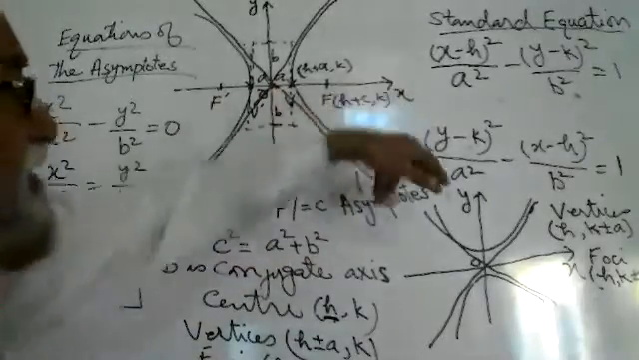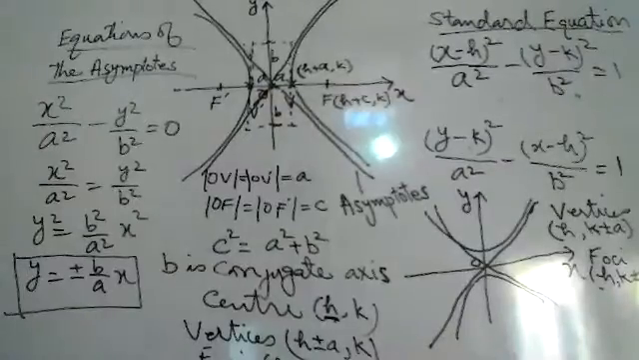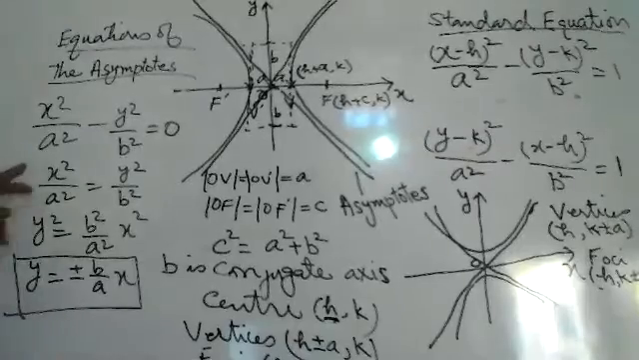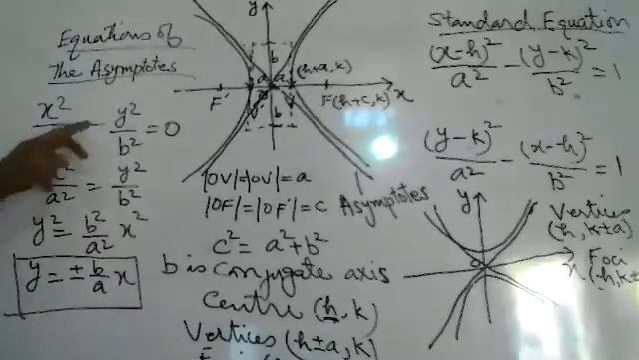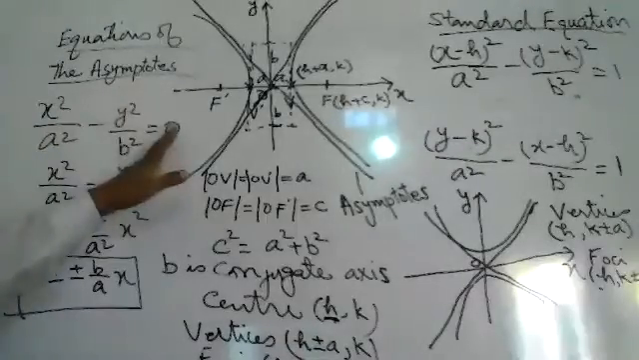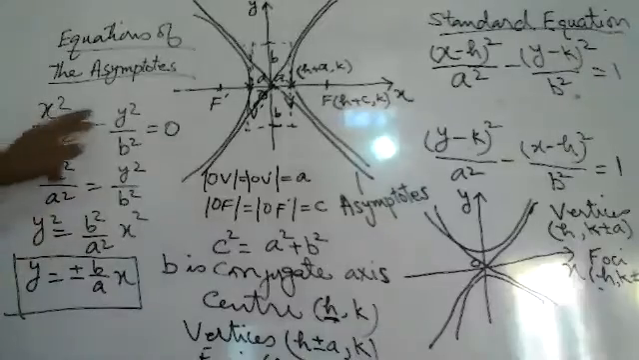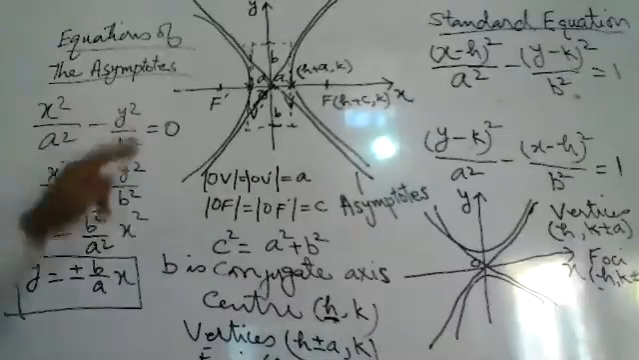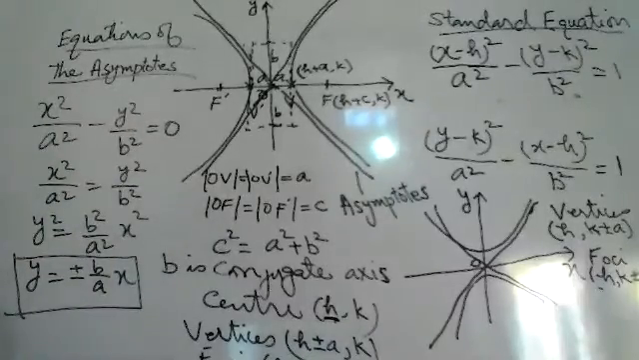If the equation is x minus h whole square and y minus k whole square, then h and k will be the coordinates of the center. If it is x square upon a square minus y square upon b square equal to 1, then 0, 0 will be the center. Origin will be the center.